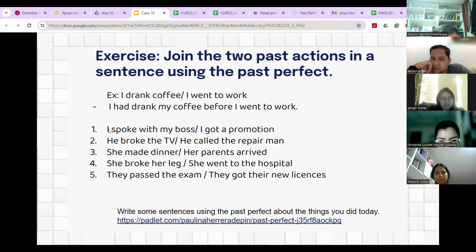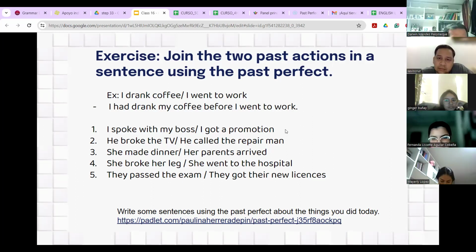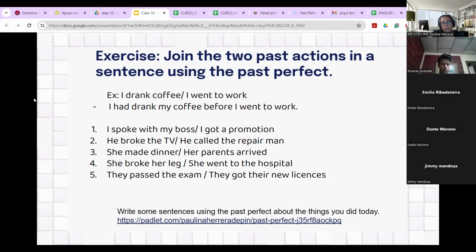Number one, I spoke with my boss. I got a promotion. Who wants to make that sentence? Put these two parts together and make one in past perfect so you can tell me. Okay, Emilia, go ahead. I had spoken with my boss, so I got a promotion. Okay, very good. So, I had spoken with my boss, so I got a promotion. Very good, Emilia.